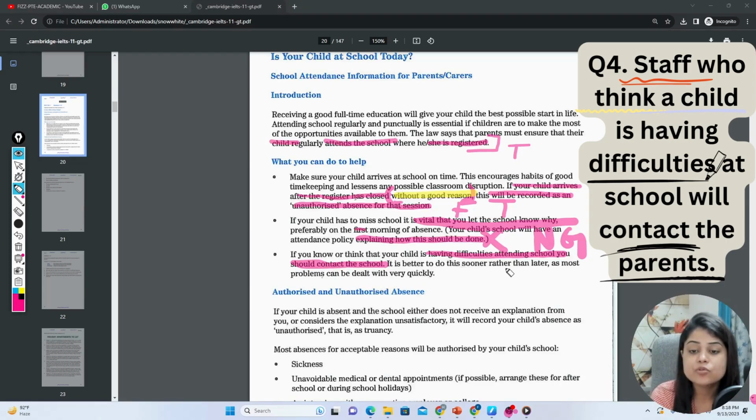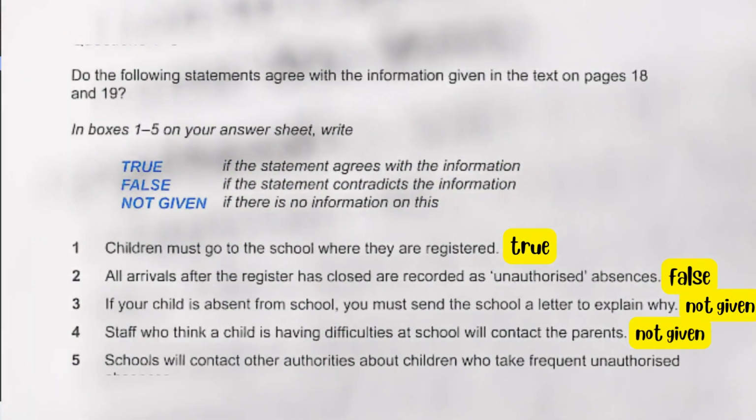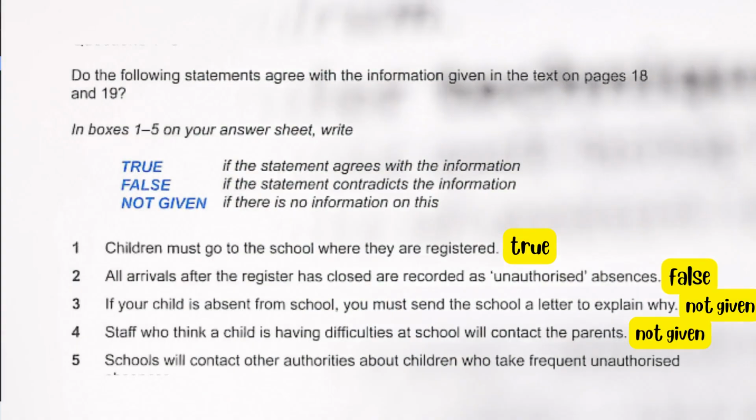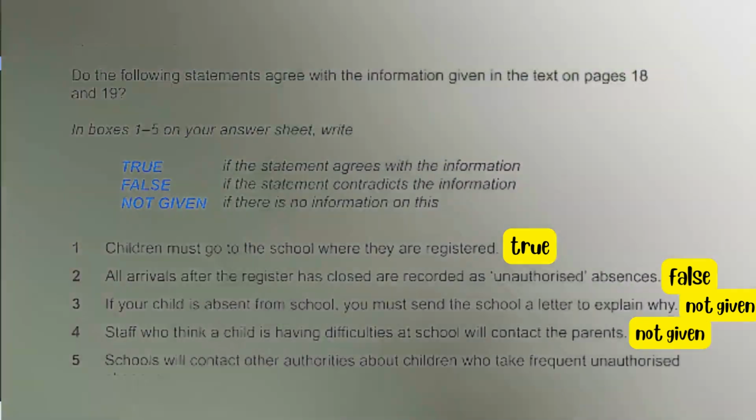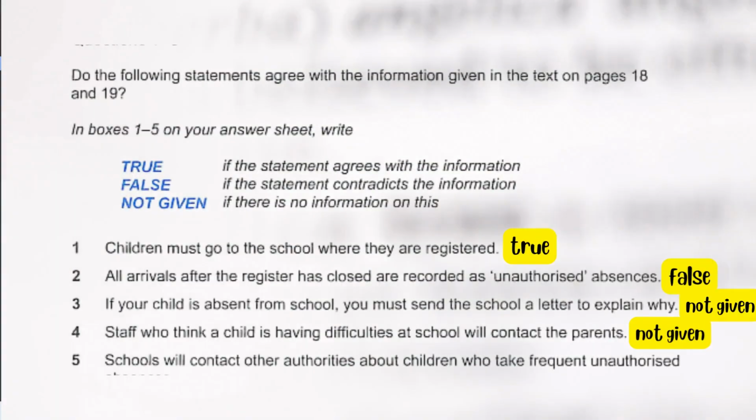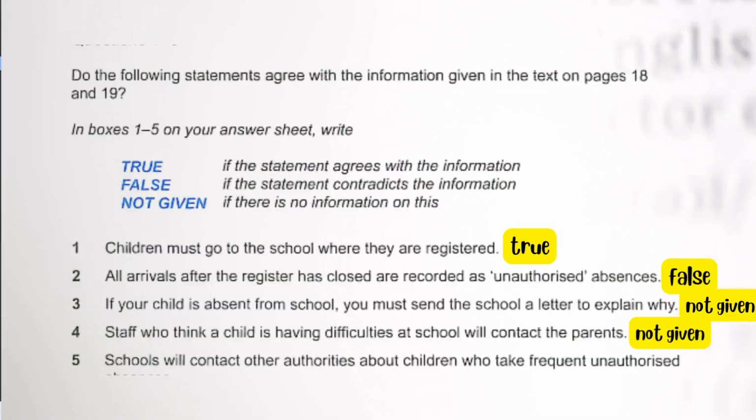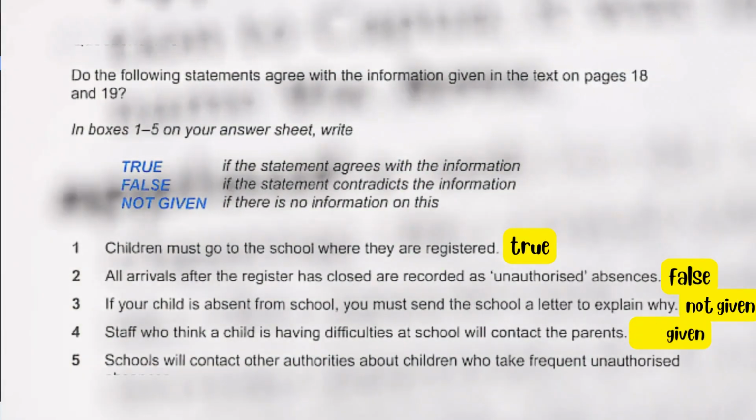It is better to do this sooner rather than later, as most problems can be dealt with very quickly. Are they talking anything about staff or something? कि staff has to inform, कि staff को बताना है, faculty members को बताना है? No, that information is not given here, so you will be writing again not given. जैसे कि यहाँ पर लेटर के बारे में कोई बात नहीं थी, हमने नॉट गिवन लिखा था, स्टाफ के बारे में कोई इन्फॉर्मेशन नहीं है, वी विल राइट नॉट गिवन स्टेटमेंट. लेट्स मूव टू आवर फिफ्थ क्वेश्चन.